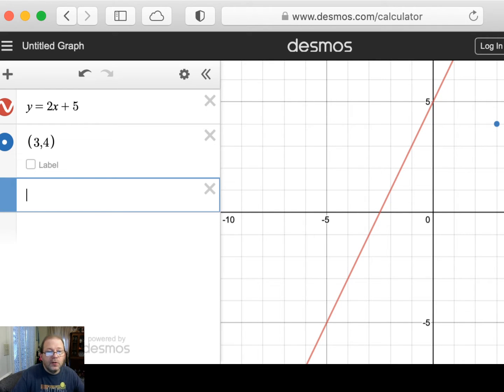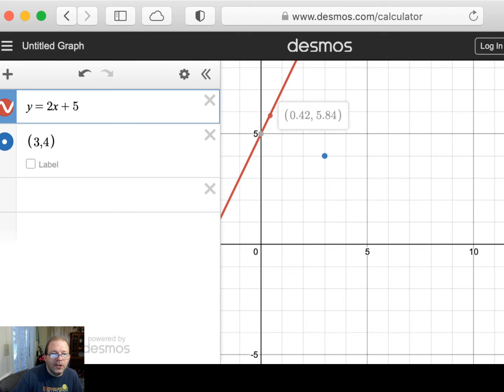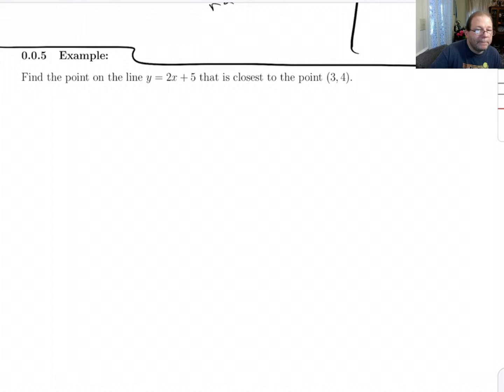All right, if we just look at this on Desmos, you can kind of tell that the point that's going to be closest to (3, 4) is the one that's right sort of here-ish somewhere. It's going to be the one where if you drew a straight line from the point to the line, it would meet it at a right angle. But we can use calculus to figure out the exact coordinates of that point. So let's do that.